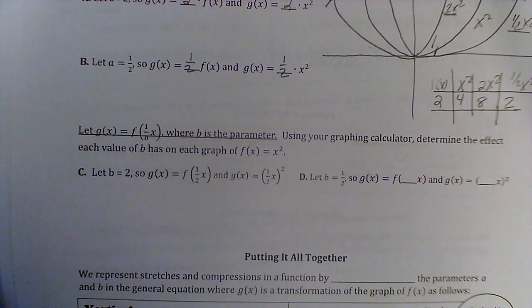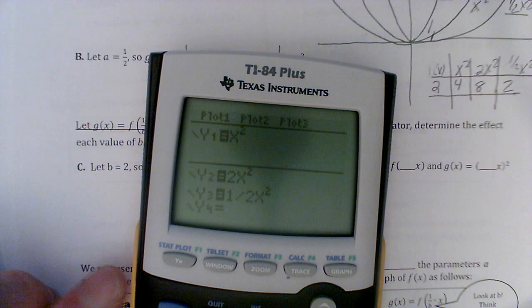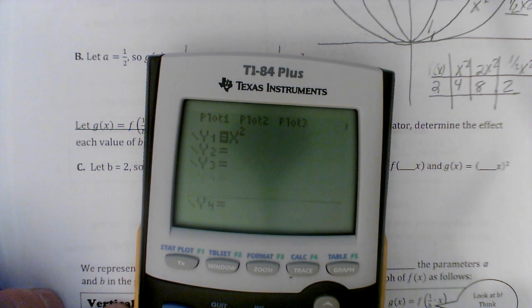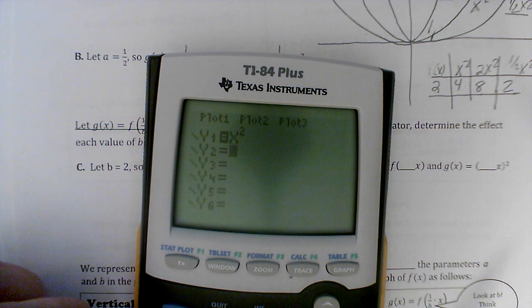So if I plug that in, let's go ahead and do it. When b is 2, I get something that looks like this. I'm going to go down in there, and I'm going to put in parentheses, because it's a quantity being squared.